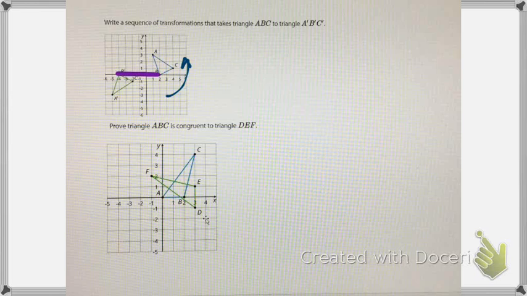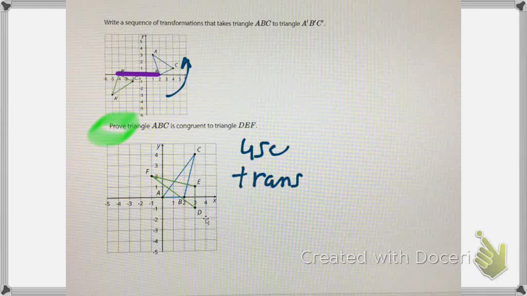And then moving on down to the next one. Prove. Don't forget, prove means use transformations. So use transformation descriptions to prove. Same thing as the problem above. You got rotations, reflections, and translations.